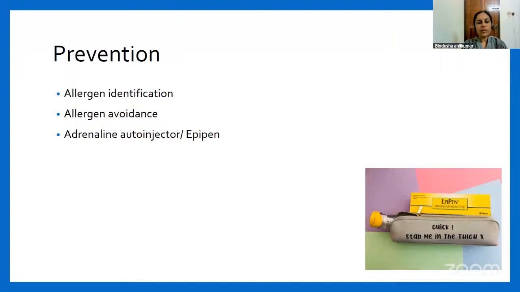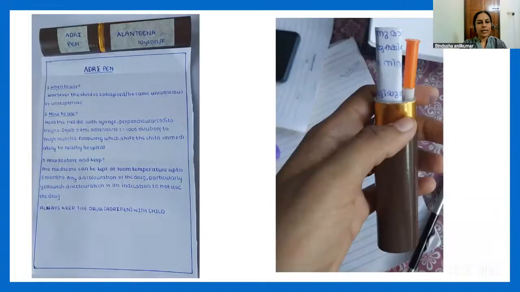And always make sure that the patient has some adrenaline or EpiPen available, but it's very costly, and it is difficult to procure also in our area. So we can even go for what we call indigenous adrenaline injectors, where you can fill this adrenaline into an insulin syringe, so that very small doses can be taken.